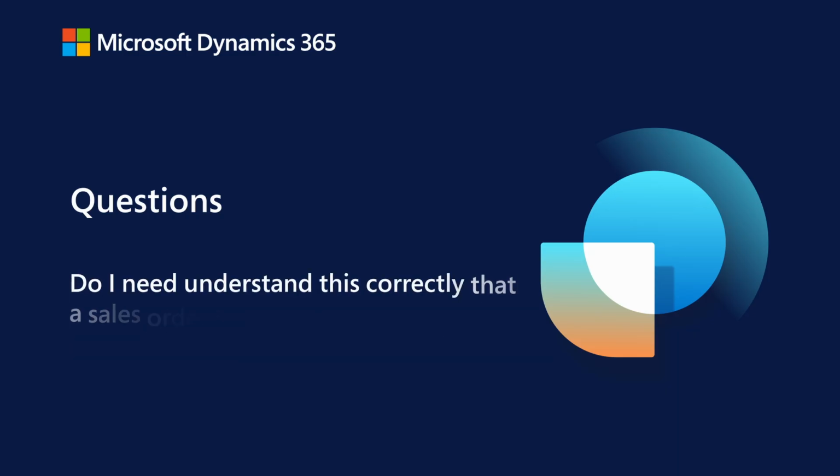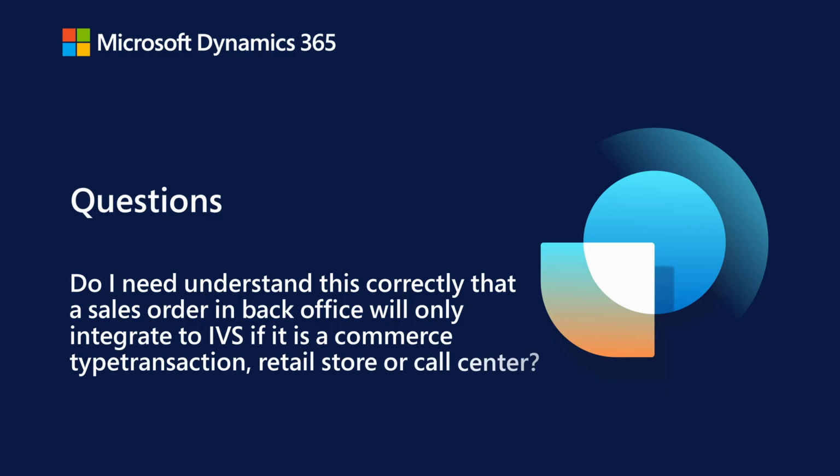Do I understand this correctly that a sales order in back office will only integrate to IVS if it is a commerce type transaction, retail store, or call center?